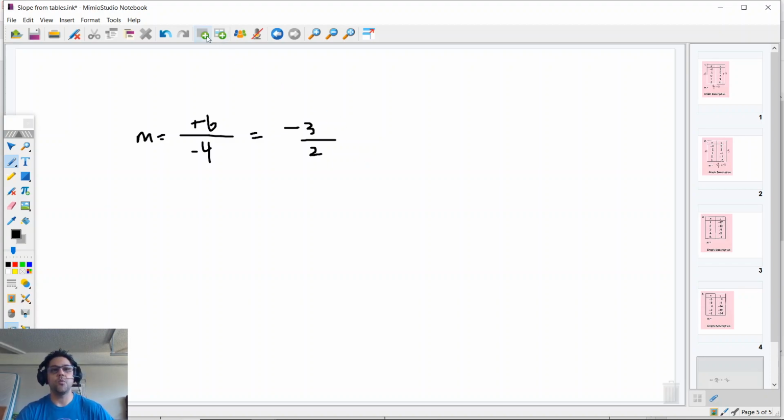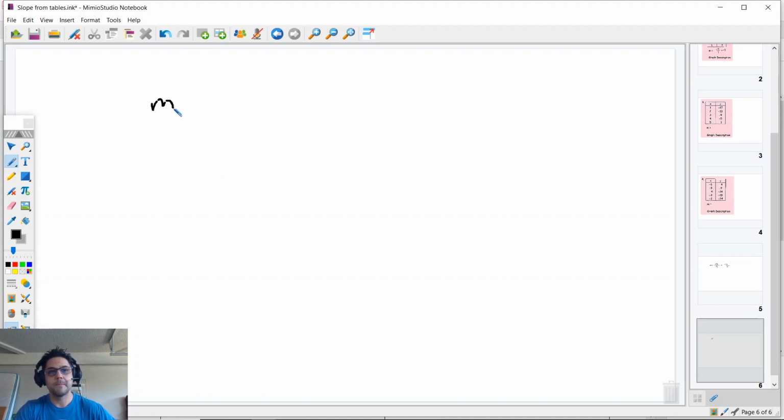Now remember, if it was a proper fraction, like let's say 1/2 or 2/3, that would not be as steep. That'd be a little bit more gradual. That'd be like a normal type of ramp, not climbing up a huge mountain type of thing.